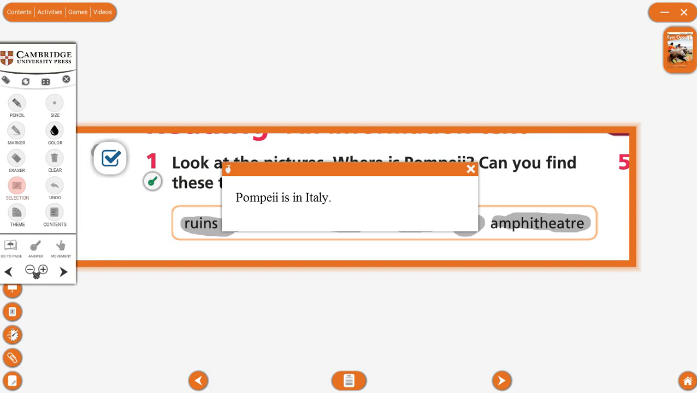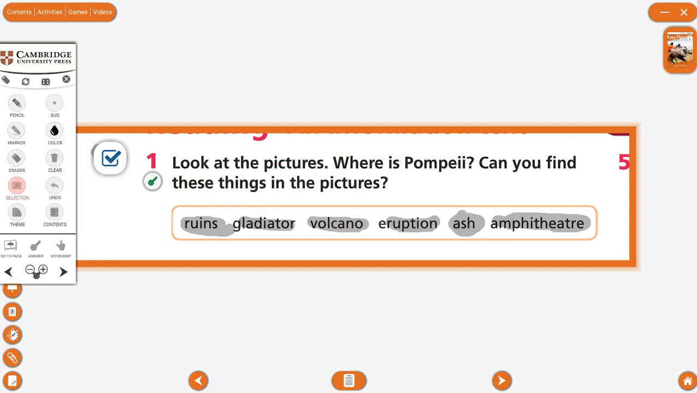For example, I want to ask some questions about Pompeii. What do you know about Pompeii? Do you know something about Pompeii? If you know something about Pompeii, please say it before I say it to you. For example, Pompeii is on the west coast of Italy. Right now there are ruins, and once upon a time there were gladiators, a volcano, and an amphitheater there.